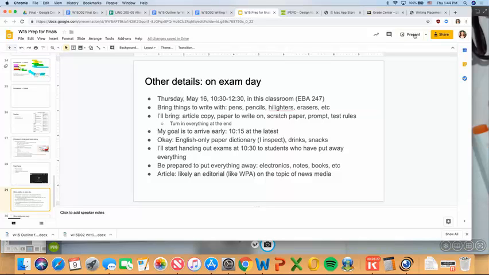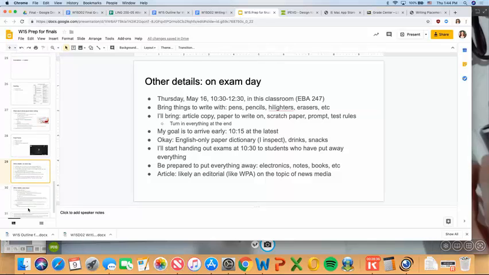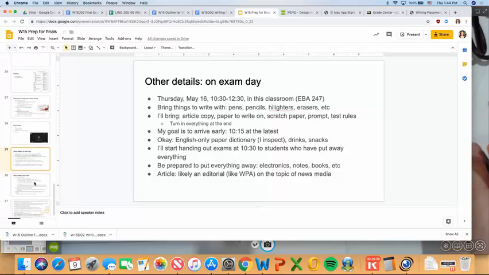So we don't need to bring the rubric? No, you don't bring anything except stuff to write with, like pencils and erasers. You don't need to bring anything to write on, but you need to bring something to write with. And the article is a completely new article. Yes, we haven't looked at it before. We have not looked at it at all in this class. So it's going to be a new article.